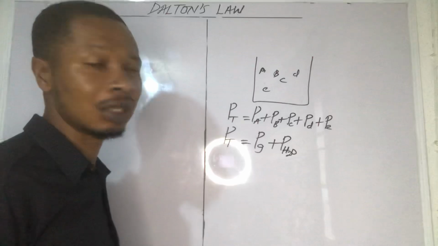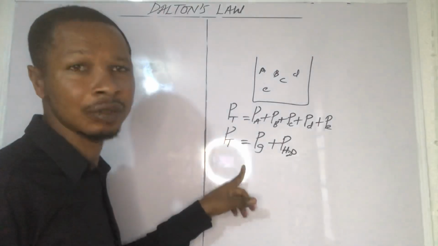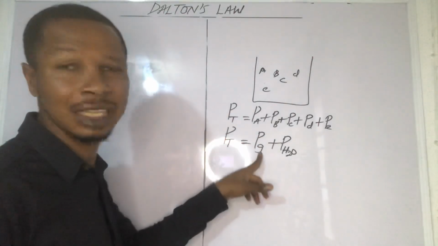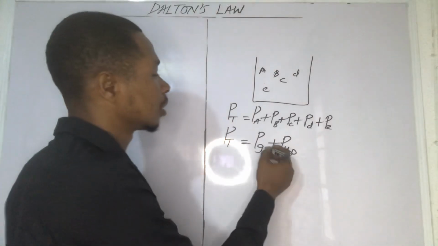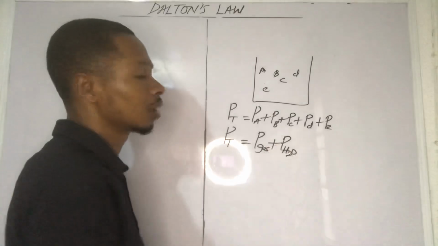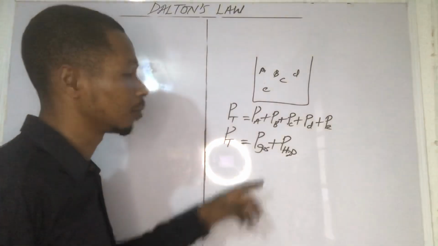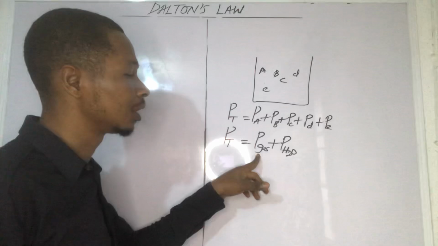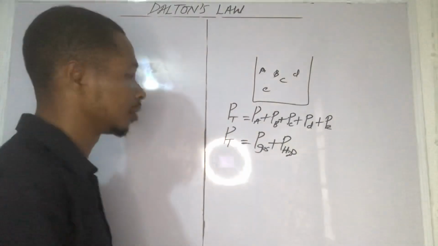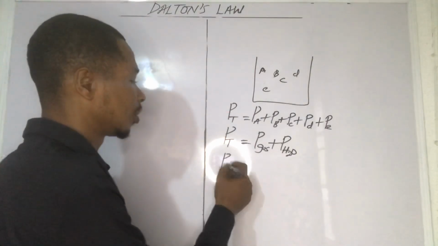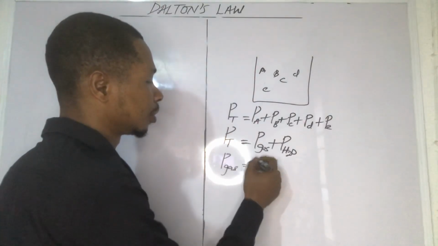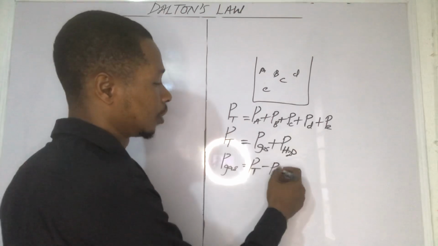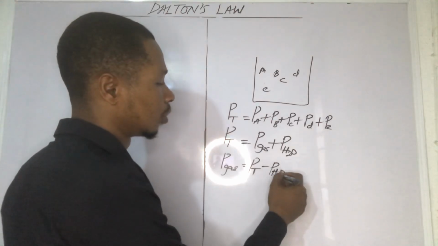When the gas is collected over water, the total pressure in the container will be partial pressure of the dry gas plus partial pressure of water. That means to get the partial pressure of the dry gas, it will be equal to total pressure minus partial pressure of H2O.